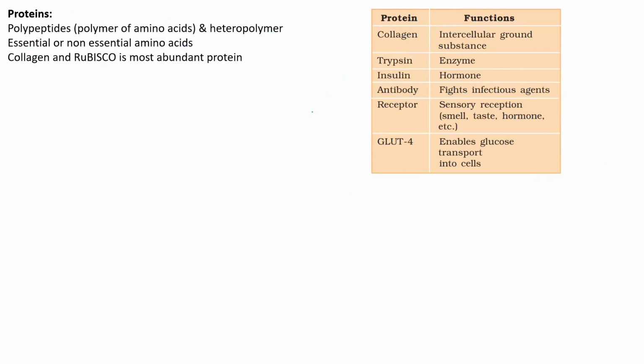Let me erase this. So here we have a table that briefly discusses the type of protein and their respective functions. Now, if you look at the first abundant protein in the animal kingdom, that is collagen, you can see that it acts as an intercellular ground substance.